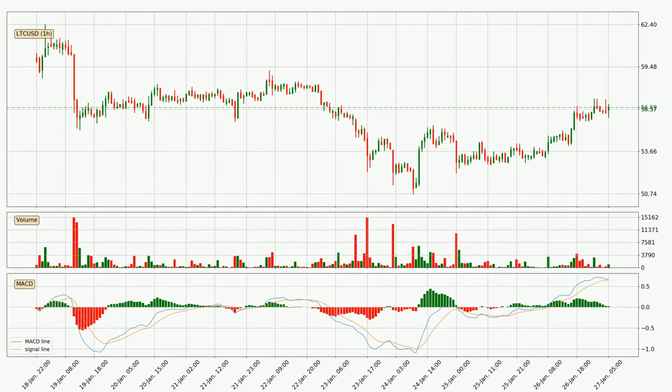Looking at the hourly MACD, the MACD line is above the signal line, which shows that the current trend is on the upside. However, the MACD histogram shows that the momentum is currently shifting to the downside and it could be expected that the price will consolidate, and it is better to wait and see if the MACD line will cross the signal line, which will be bearish.